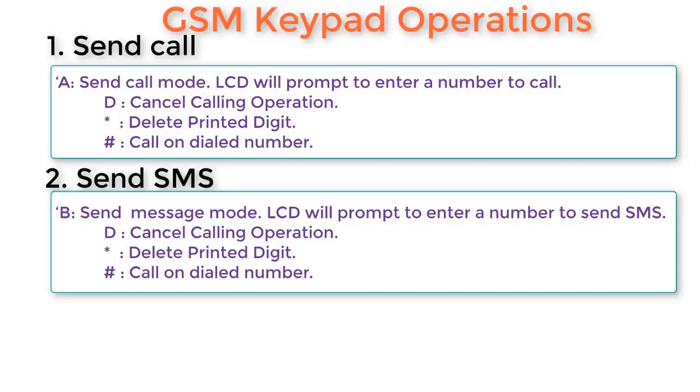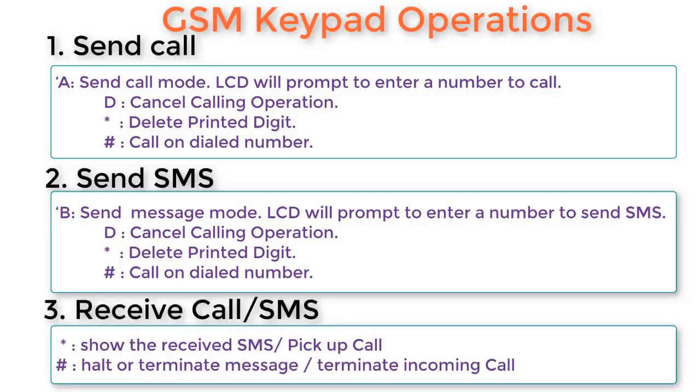So now apart from sending a call and SMS, we need to learn about receiving. To see a received SMS or call, you need to press star, and to halt or terminate a message or incoming call, you need to press hash. So this was all about the calling operation in the GSM module. You need to remember this.